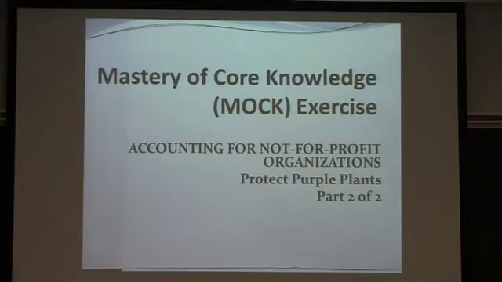The organization, Protect Purple Plants, or PPP, is considering implementing an encumbrance accounting system to assist in expenditure control. So we saw the purpose of the encumbrance system in the previous video. The PPP receives an estimated $800,000 per year in regular contributions from the federal government. The first requirement says, state the two advantages and two disadvantages of implementing an encumbrance system. So that's the first part of the question.